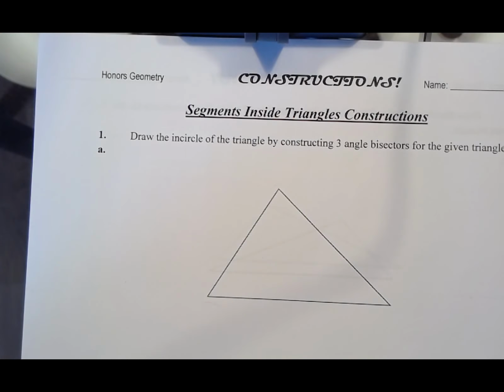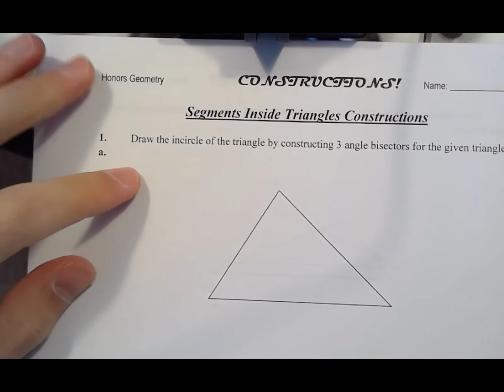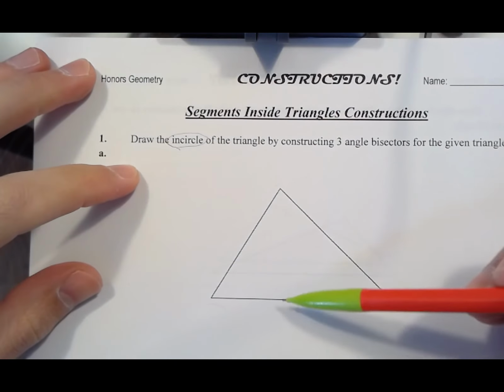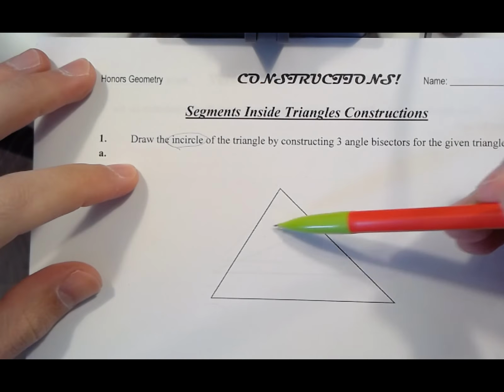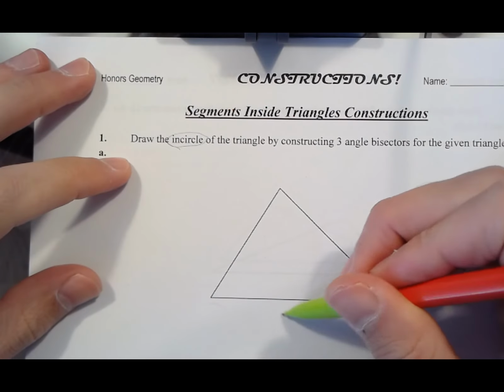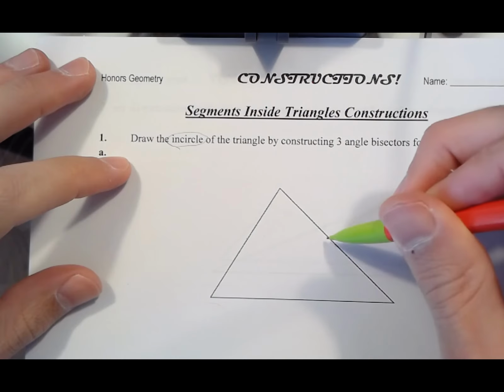Okay, Mr. Hunt here with constructions for segments inside triangles. I'm going to start with just doing 1A, and then 1B is what you're going to do. It's just another practice to do on your own with a different triangle. For each of these, we're going to draw the incircle, which is a circle that fits perfectly inside a triangle. Okay, so it doesn't go past here. It touches each side once.